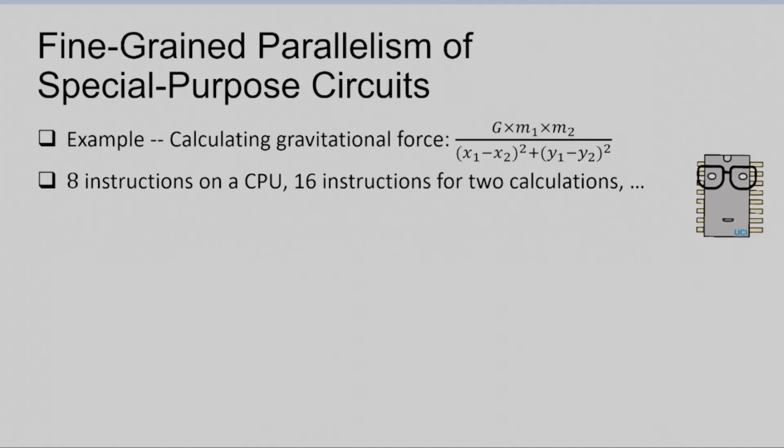If we try to calculate this equation on, let's say, a CPU, even a pipelined CPU, things become complicated with superscalar and whatnot. So if we don't consider superscalar right now, because there are 8 math operations to calculate this, the answer to this one equation is going to take at least 8 instructions on a CPU, meaning 8 cycles. And if we do 2 calculations, that's 16 instructions, at least 16 cycles on a general purpose CPU.